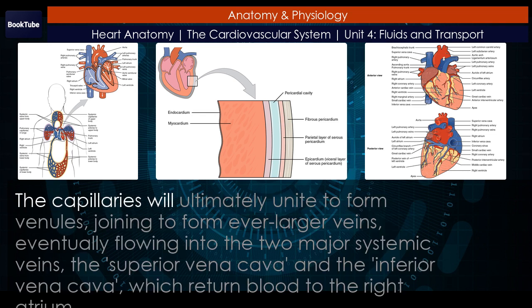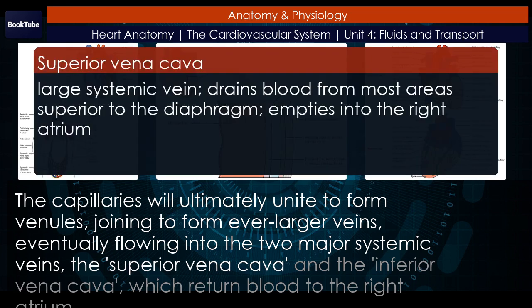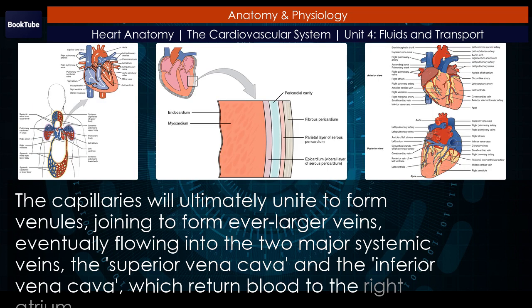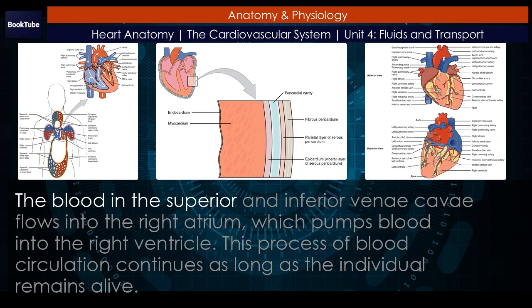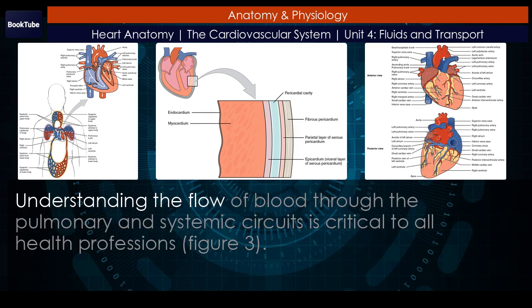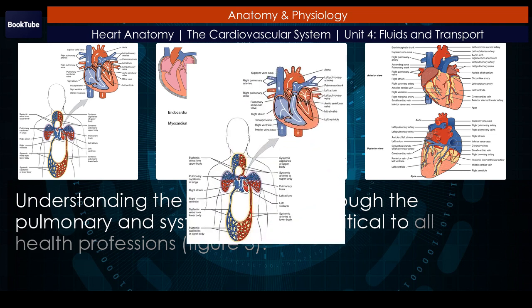The capillaries will ultimately unite to form venules, joining to form ever larger veins, eventually flowing into the two major systemic veins, the superior vena cava and the inferior vena cava, which return blood to the right atrium. The blood in the superior and inferior venae cavae flows into the right atrium, which pumps blood into the right ventricle. This process of blood circulation continues as long as the individual remains alive. Understanding the flow of blood through the pulmonary and systemic circuits is critical to all health professions.